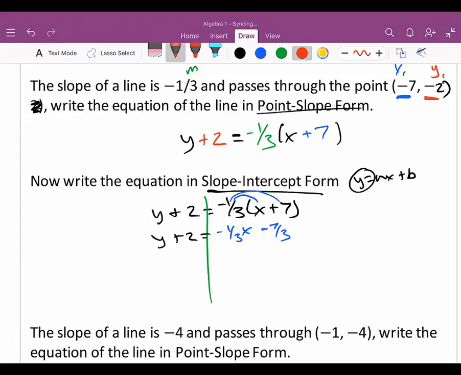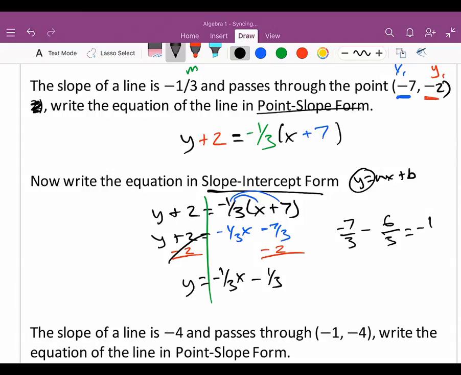From here, I got to cancel the 2. So subtract 2, do the opposite. It's a plus 2, subtract 2. Subtract 2 with the number. Y equals negative 1/3 x, and negative 7/3 minus 2. If you switch that over, it's 6/3. So you're really subtracting from negative 7/3, and they have to have the same denominator when subtracting. So 2, changing it to 6/3, you would have gotten negative 13/3. So that's how you got the y-intercept at the end. That's your slope-intercept form.